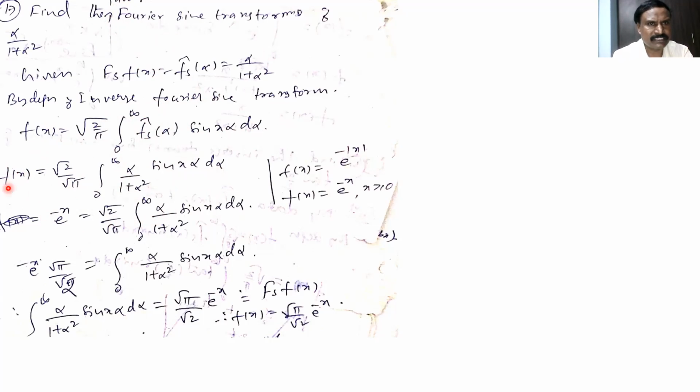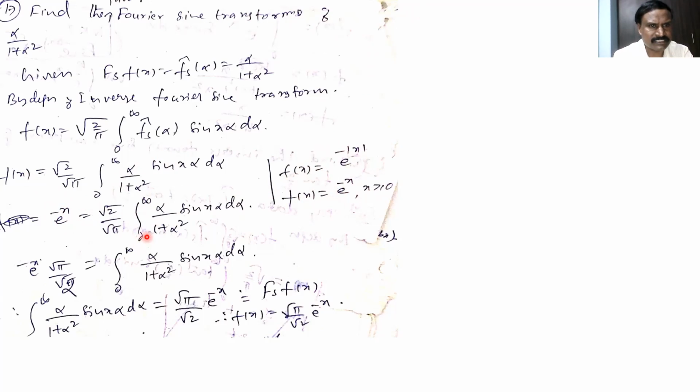Then f(x) is e^(-x). Here the transformation of the function f(x) is equal to e^(-|x|). Then f(x) is equal to e^(-x) for x greater than 0. That is why we are writing here f(x) is equal to e^(-x).